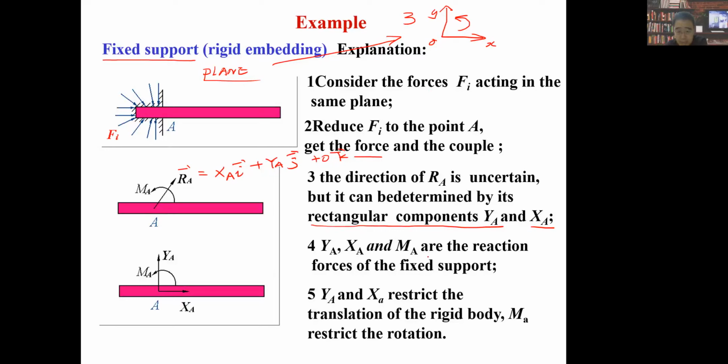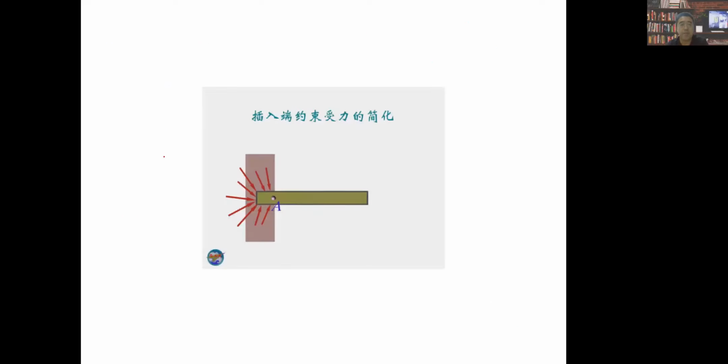YA, XA, and MA are the reaction forces of the fixed support. YA and XA restrict the translation of the rigid body, and MA restricts the rotation. So it just helps us to understand why this fixed support in plane has three reactions, from what we have just learned about force system reduction, right? So let's continue.